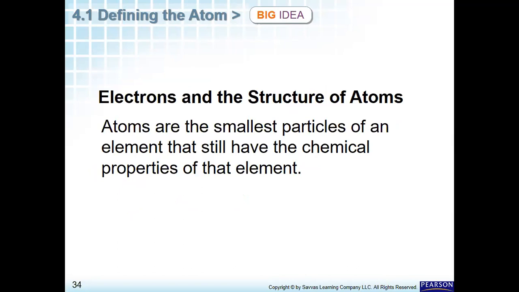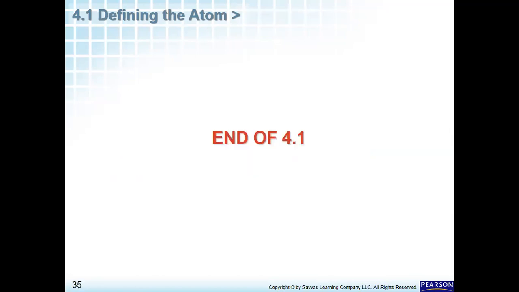Electrons and structure of the atoms. Atoms are the smallest particles of an element that still have the chemical properties of the element.